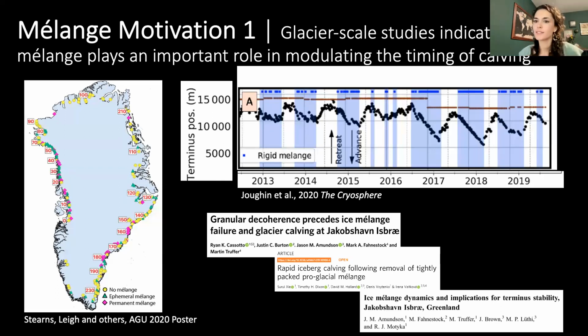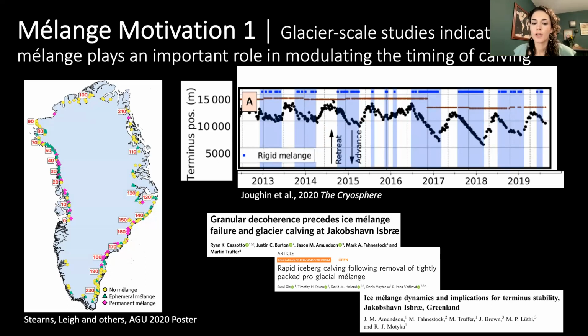All right, and so why does this matter? Why are we even talking about mélange in the first place? Well, there's three motivations for wanting to understand what the mélange is doing. A lot of previous papers have found that mélange does play an important role in controlling the timing of retreat cycles at glaciers. So if the mélange blows out, or once the mélange isn't there, that allows large seasonal retreat to happen. And then when there is a lot of mélange, that's typically associated with times where the glacier will advance. So if the fjord is chock full of mélange, it's really rigid, it's stabilizing the front, it allows that glacier to advance.